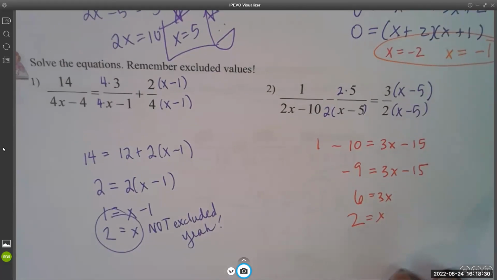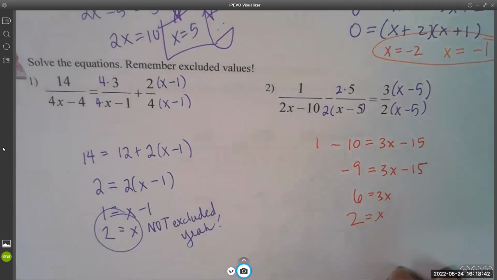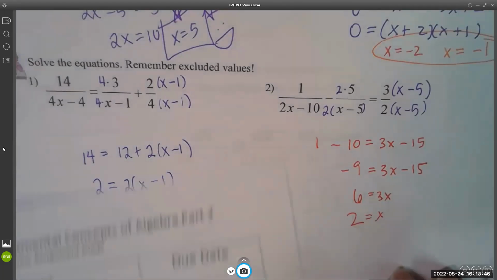All right, pre-calc, that's that. Again, try to make the best of a not so great situation as always. And here are the solutions that I got. Again, neither one's excluded, so that's good news.